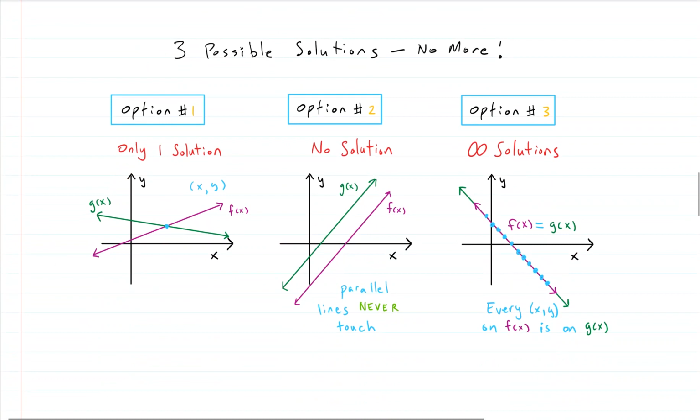Again, we have three possible solution options. You cross once, you don't cross because the two lines are parallel, or you cross everywhere, so you've got infinite solutions. If they cross everywhere, that means the two lines are right on top of each other. They're actually the same line, and so every point on one line is also a point on the other.